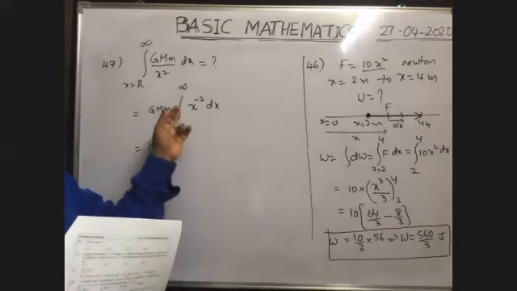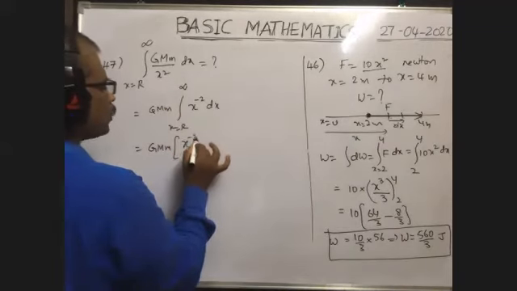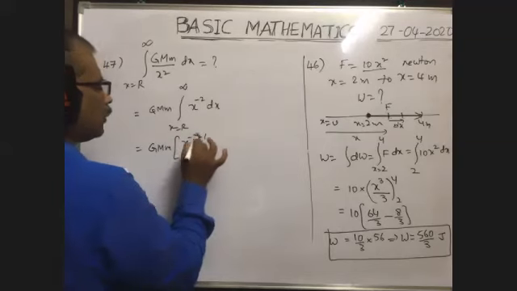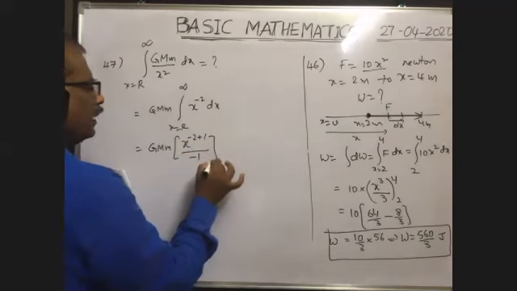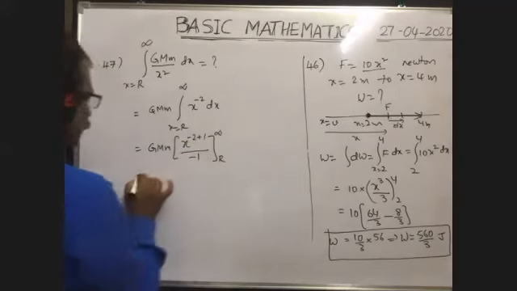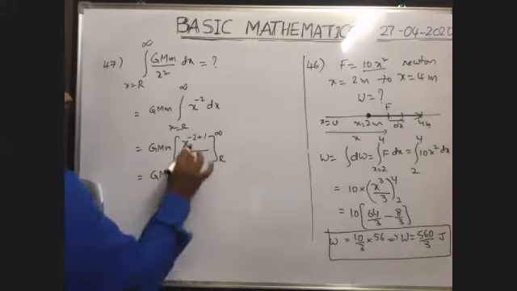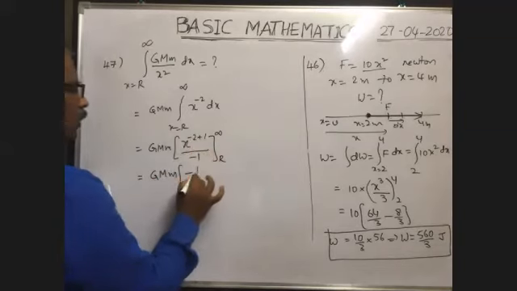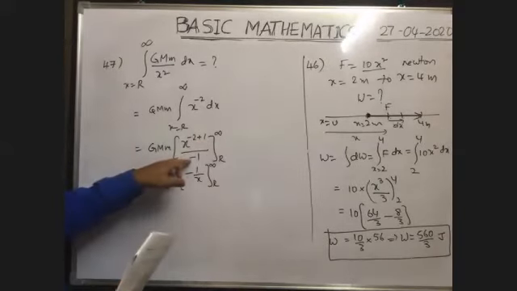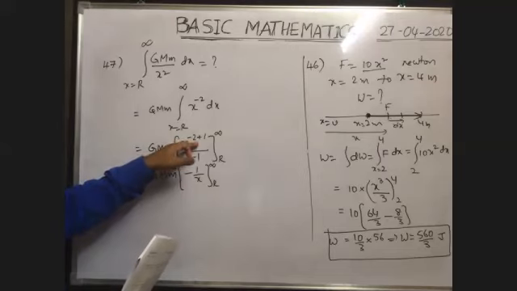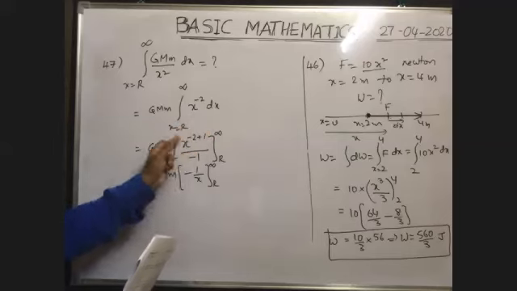When you do integration, the power must be raised by 1. That's why x to the power of minus 2 plus 1, divided by whatever power you get. You have to write the power here as minus 1, because minus 2 plus 1 means minus 1 only, no? Limits R to infinity. So this is equal to GMm into x to the power of minus 1 divided by minus 1, which means minus 1 by x.